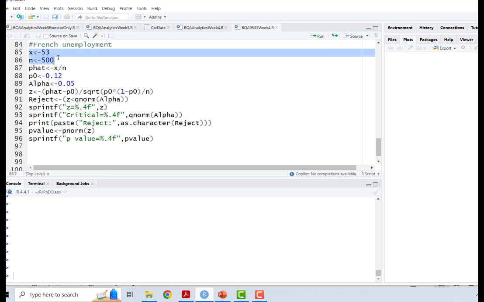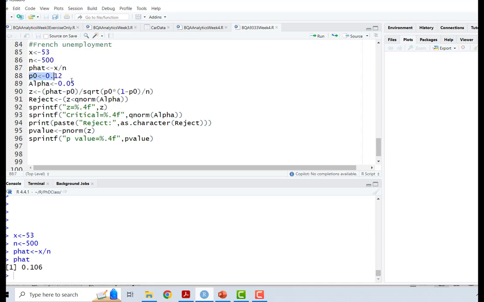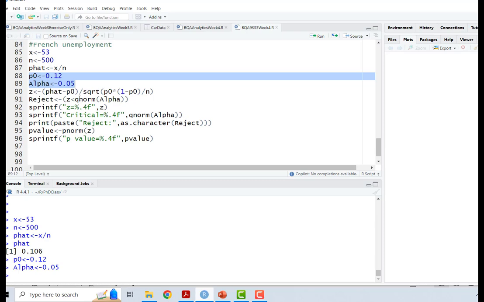So we have, again, 53 out of 500 in my sample. P-hat is 53 over 500. So we get 0.106. Our hypothesized proportion, 0.12. We're doing a one-tailed left test, alpha 0.05. Z is p-hat minus p0 divided by our standard error. Here, we've got p0, 0.12, and then q0, which will be 0.88. And then let's just calculate the z.